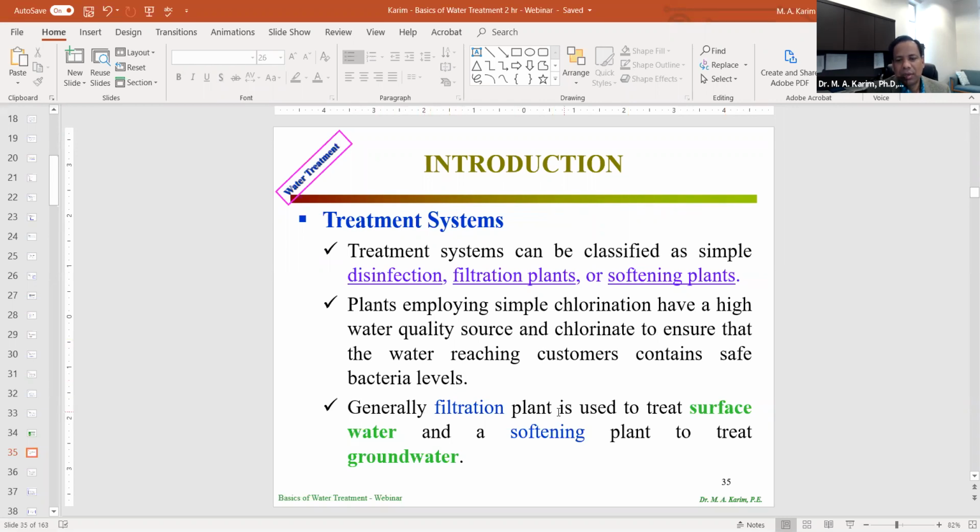Generally, a filtration plant is used for surface water and a softening plant for groundwater. A softening plant usually removes the hardness of the water, and filtration basically removes the suspended materials from the water. So that's why filtration is said to be good for surface water, and the softening treatment plant is good for groundwater, things like that.